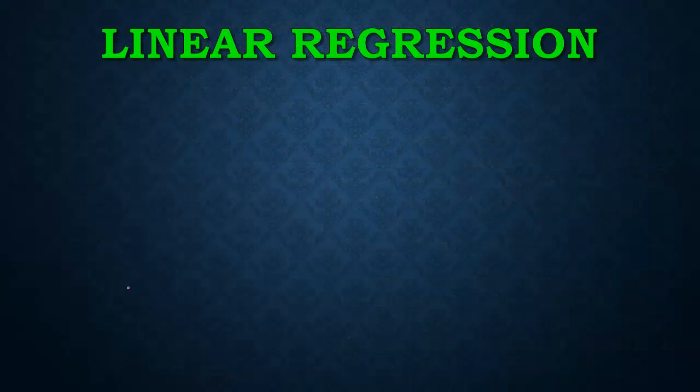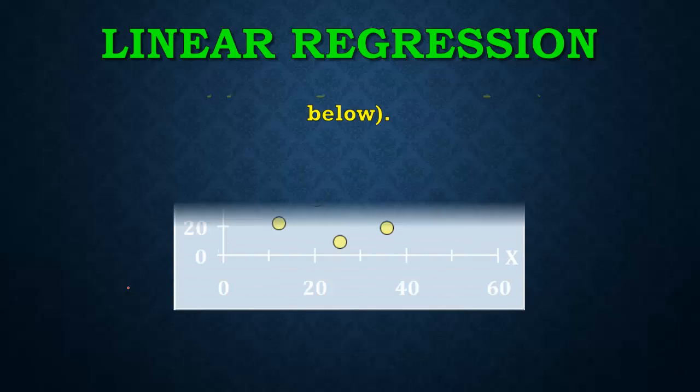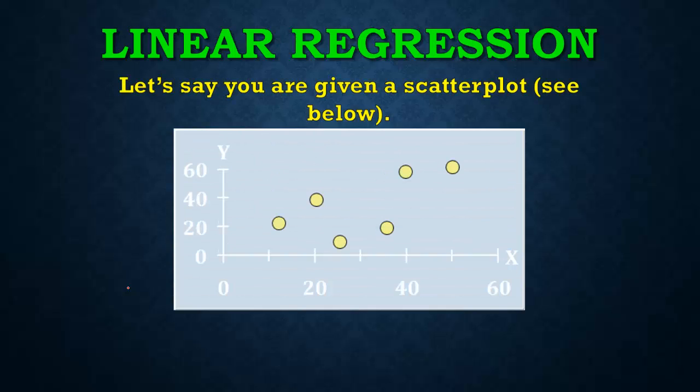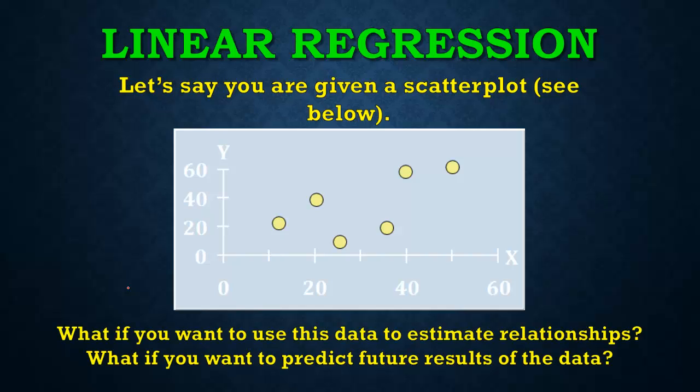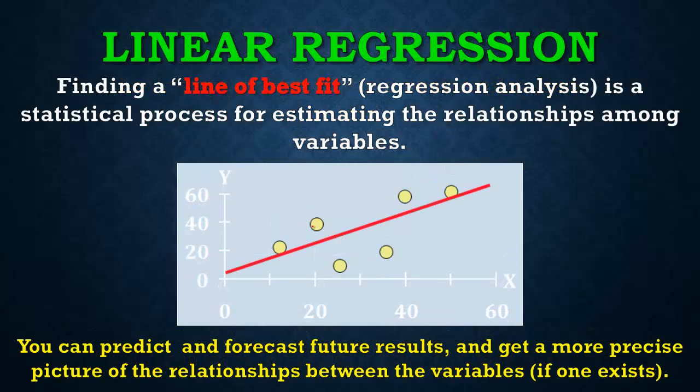All right, linear regression. This is where the calculator stuff comes in. So if you're given a scatter plot like the one below, what if you want to use the data to estimate relationships or predict future results? That's where you would use a line of best fit and determine linear regression like we did on the calculator.